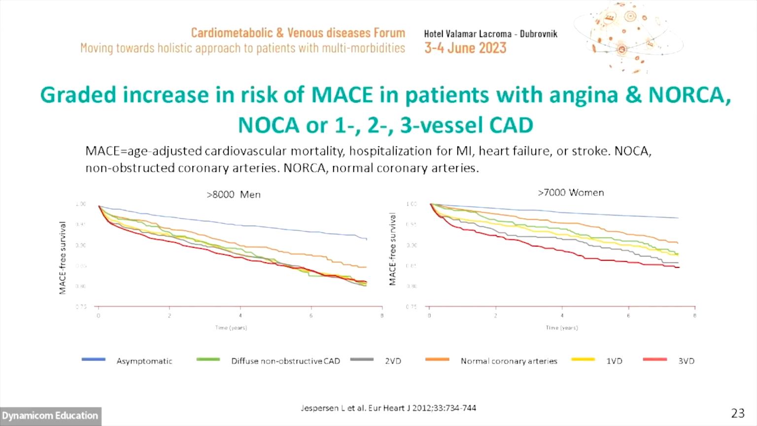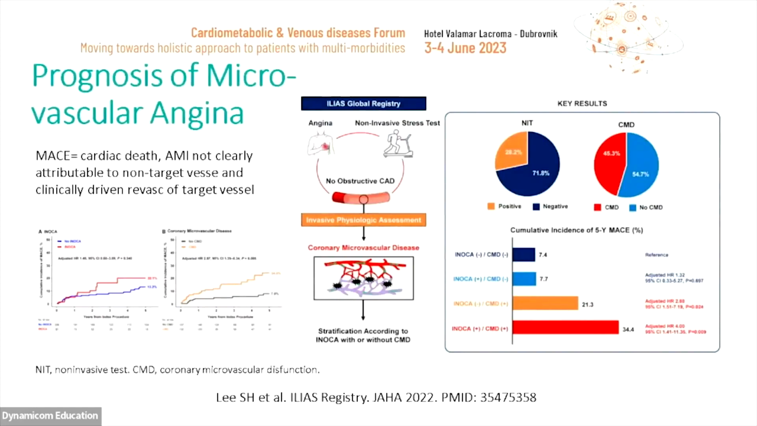And you can see it's really very graded, because then in green, you have the diffuse non-obstructive, and then you have the 1, 2, and 3 vessel disease that in this paper, which is quite large, are not significantly different, but I think we agree that it's a graded increased risk of MACE in patients that go from angina and normal coronary arteries to NOCA to 1, 2, and 3 vessel disease. This is the ISCHEMIA registry that I meant to say. And the important thing here that I want to say is that those that had non-invasive testing that was negative, but yet had coronary microvascular dysfunction, had the worst prognosis according to this registry.